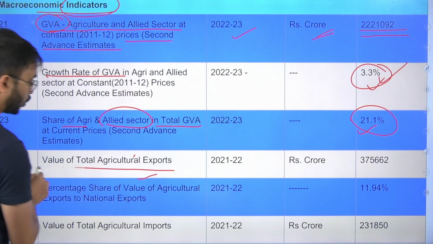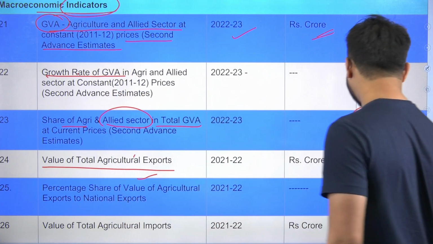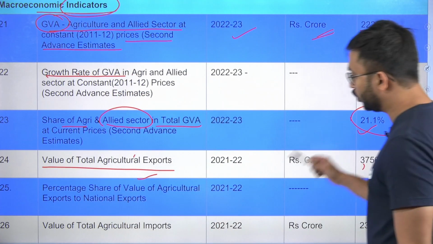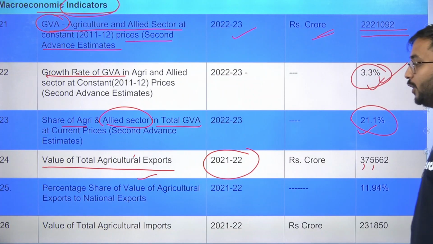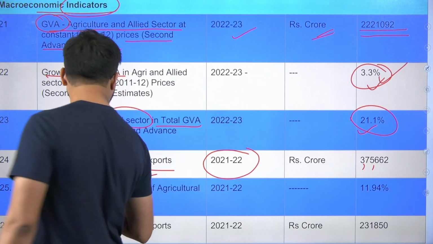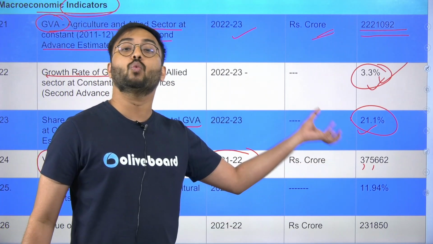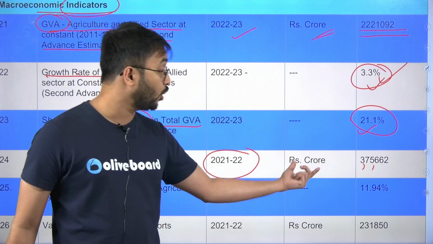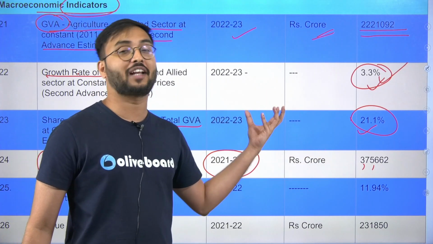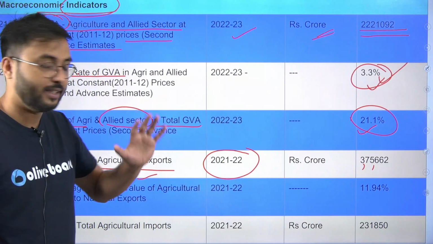Then comes the value of total agricultural exports. Here you could see 3,75,662 crore rupees in the year 2021-2022. So this is your total value of agricultural exports. So 3,75,000 crore rupees worth of agriculture exports were sent out to foreign countries. So you get the idea right now.